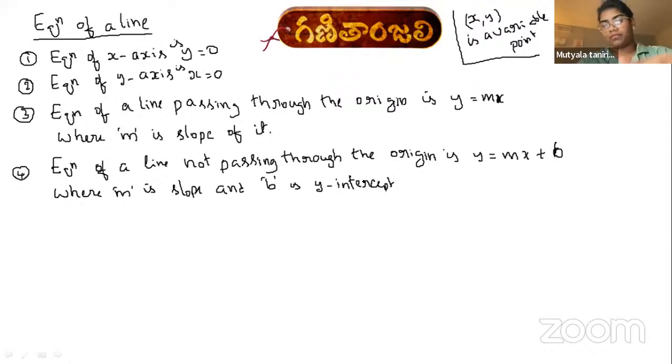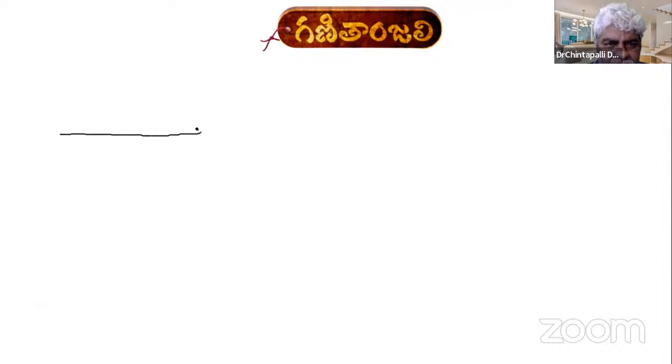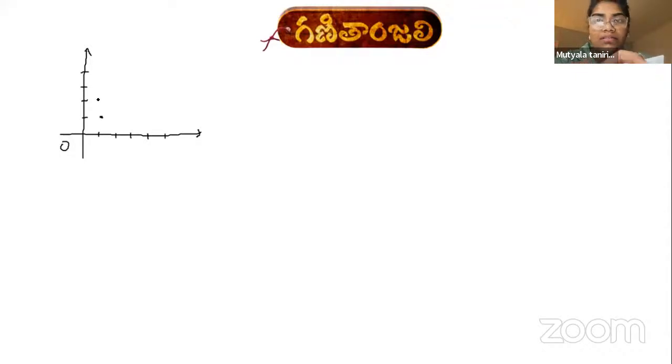Yes. It is x-axis, y-axis, origin. It is a point. Coordinates of this point are, sorry, 1, 1. 1 comma 1. Very good.